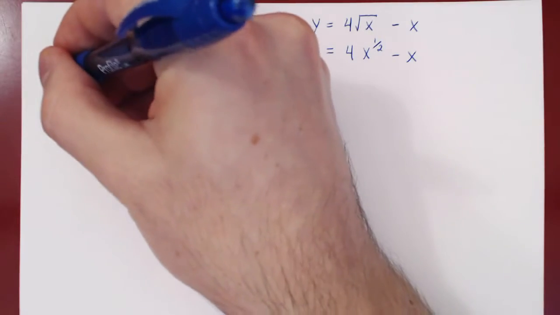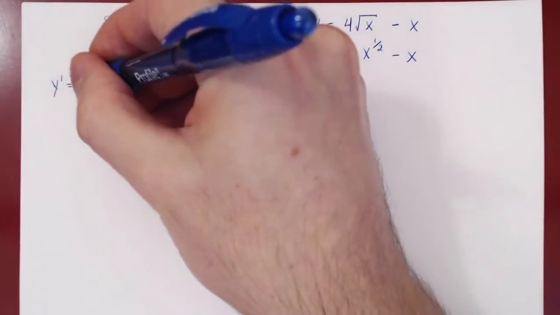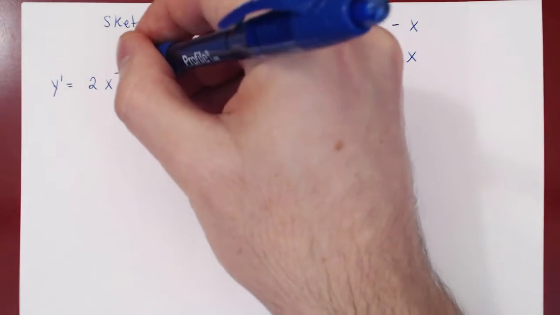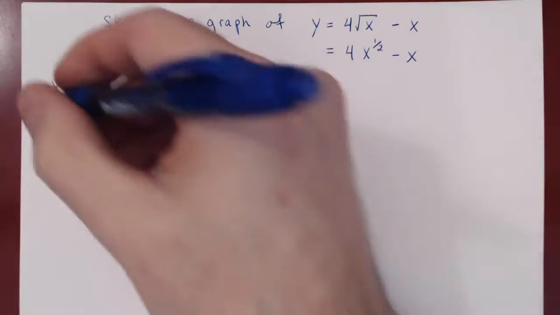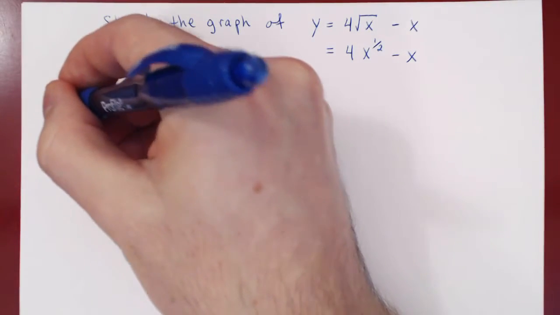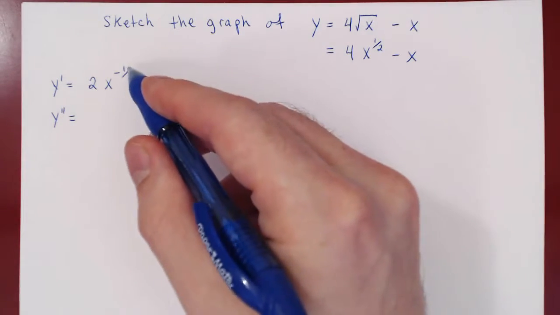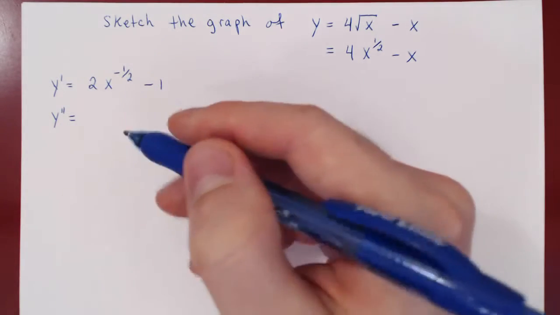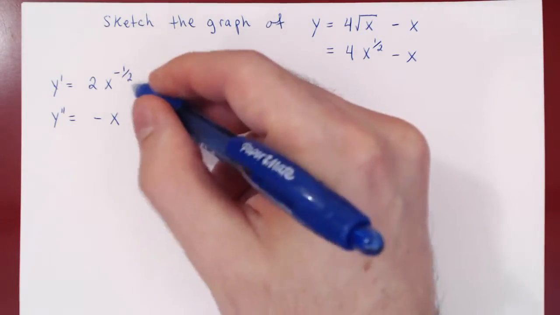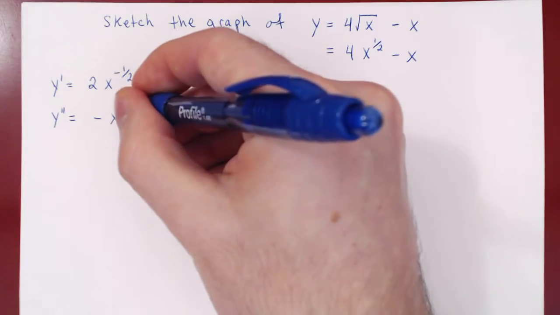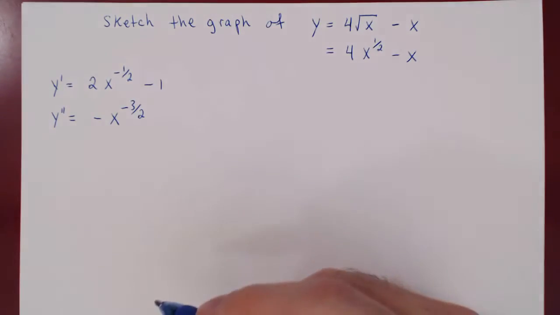So y prime will be 1/2 times 4, so 2, x to the negative 1/2, minus 1, derivative of x is 1, and y double prime will be power rule again, negative 1/2 times 2, negative 1, so negative x to the negative 1/2 minus 1, negative 3 over 2, minus the derivative of 1, which is 0.